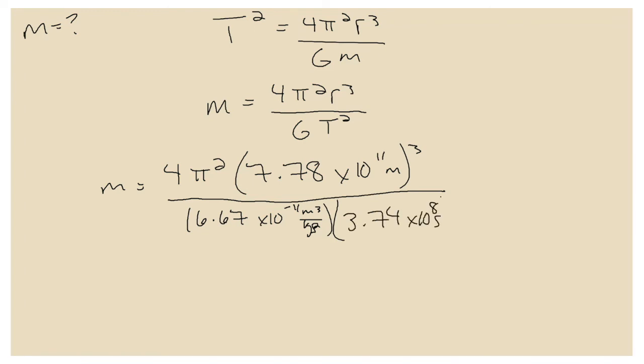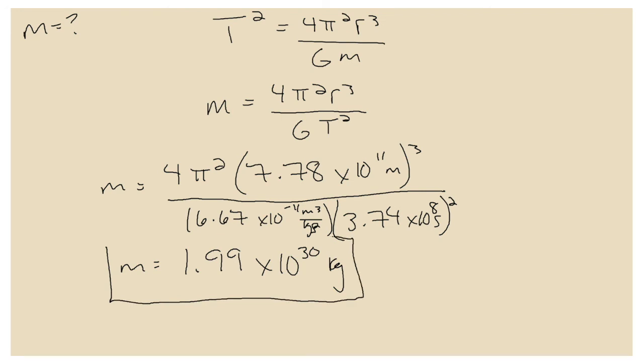And when you do that math and you plug in those numbers, 4 times pi squared times 7.78 times 10 to the positive 11 meters, and then you cube that, just the r, and then you divide that by G times T squared, 6.67 times 10 to the negative 11 times 3.74 times 10 to the 8 seconds squared, you end up getting 1.99 times 10 to the 30 kilograms, which is, in fact, the mass of the sun. Pretty cool.